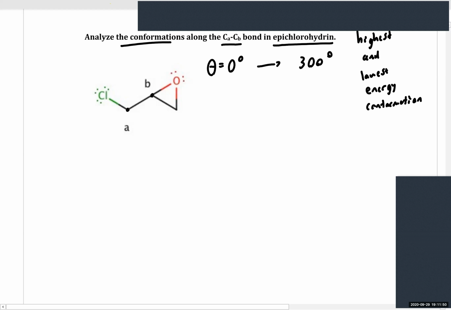So let's try to get a few conformations drawn, a few contributions drawn using the annotate tool. And then once we have a few structures drawn, we can start to analyze the structures and calculate the total amount of steric and torsional strain in each of these structures.